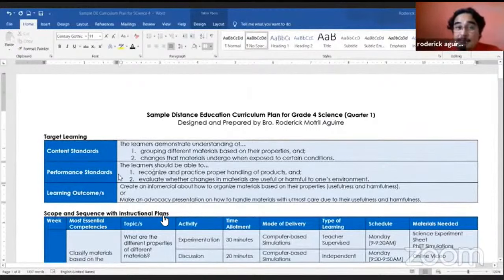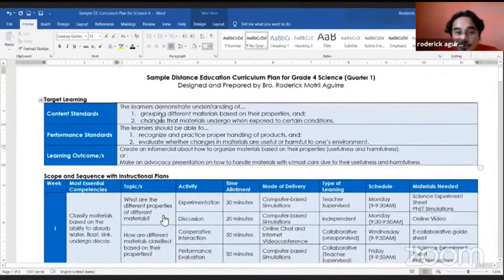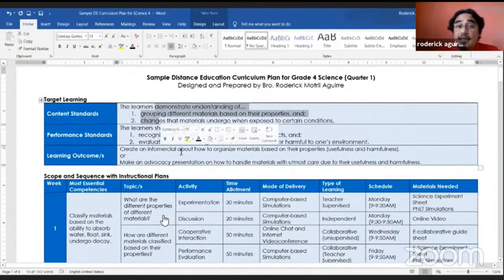Kagaya ng sabi ko kanina, dapat mayroong explicit explanation of what the module is all about, and the target standards, the learning outcomes, and the learning standards. So learning target, ito po siya. The learner demonstrates standards. Kinuha ko lang po sa MELCs.